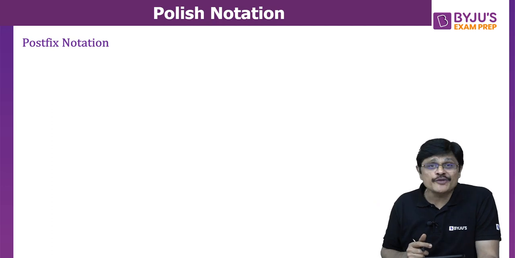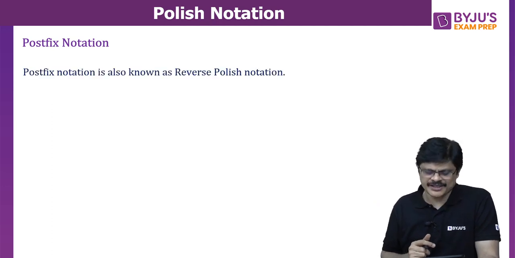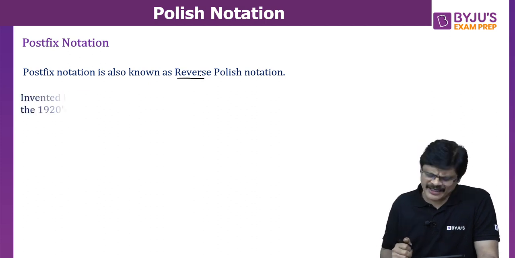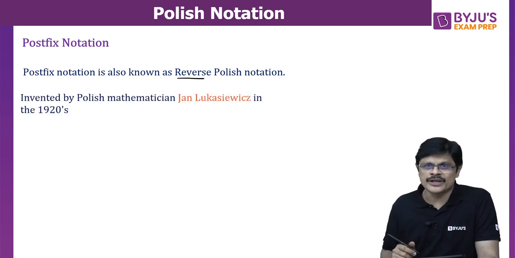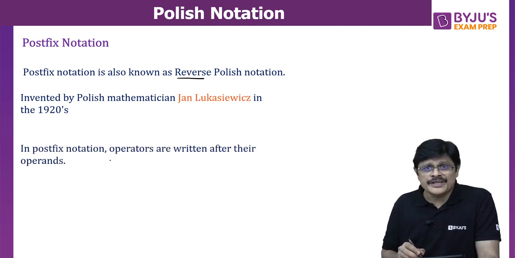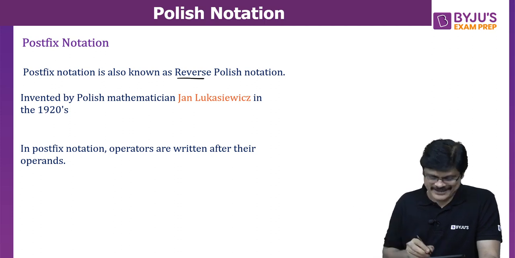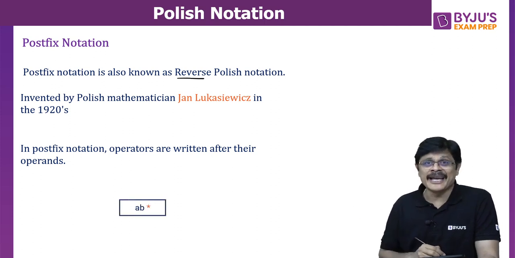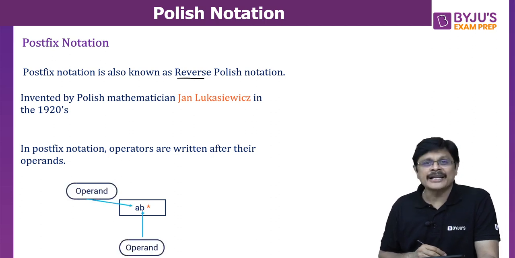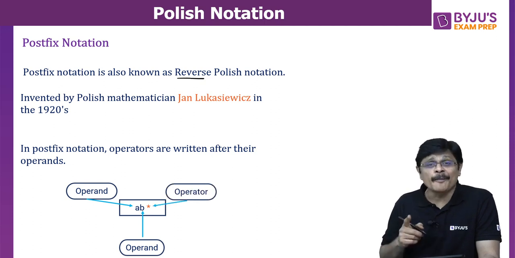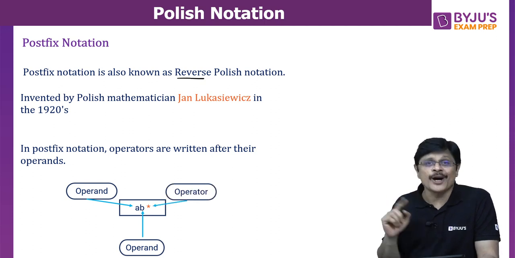Now comes postfix notation. What is postfix notation? Postfix notation is also known as reverse Polish notation, and it was also invented by the same Jan Lukasiewicz in the 1920s, my dear friends. In postfix notation, operators are written after their operands. Now let us see the example. A, B, star. Here what are the operands? A and B are the operands. And what is the operator? Star is the operator, and the operator is written after the operands.